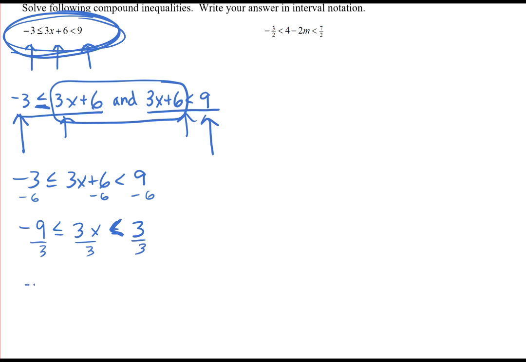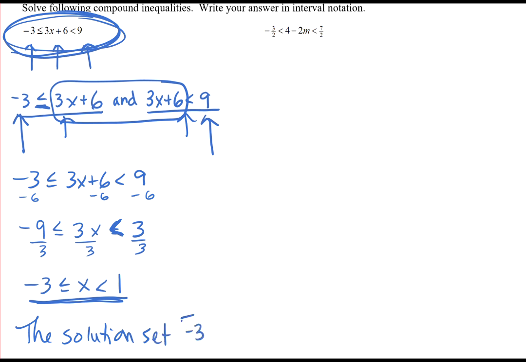Negative 9 divided by 3 is negative 3, is less than or equal to x, is less than 1. So what this is saying is that x is between negative 3 and 1, and we include the negative 3 but not the 1. So the solution set would be negative 3 with a bracket up to 1 with a parenthesis. Okay, so this is called the double inequality.